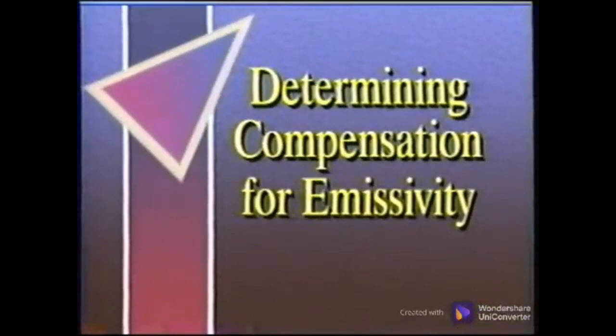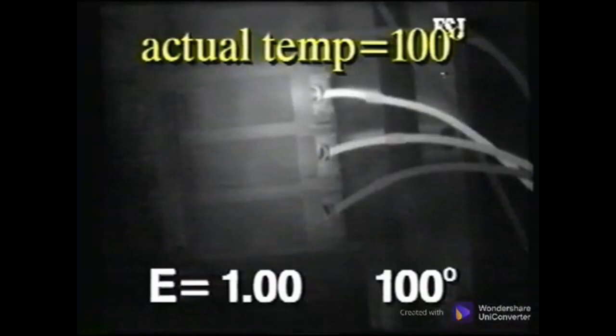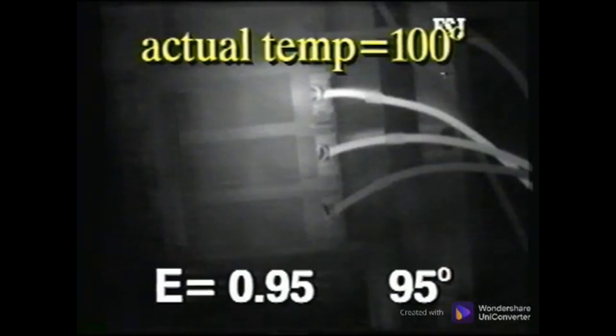Earlier in this program, in our discussion on emissivity, we mentioned that gray bodies need to be compensated for to bring their values up to 1 in order to achieve an accurate temperature measurement. For example, if the actual temperature of an object is 100 degrees and its emissivity is 1, the thermal image will indicate 100 degrees. If the emissivity is 0.95, then it would display 95 degrees. If the emissivity is 0.4, it would indicate a temperature of 40 degrees. We would need to compensate for the poor emissivity, so the indicated temperature would be the actual temperature.